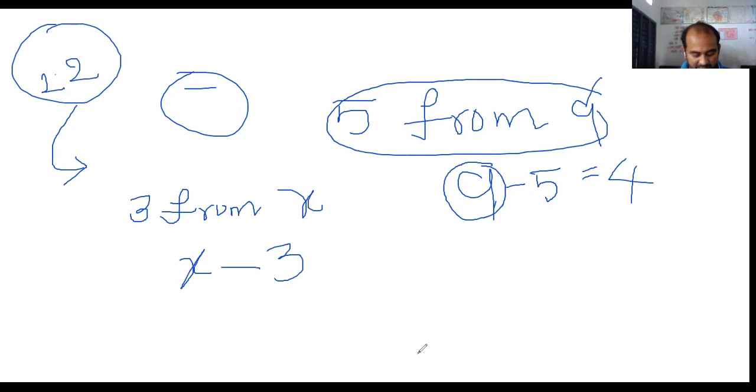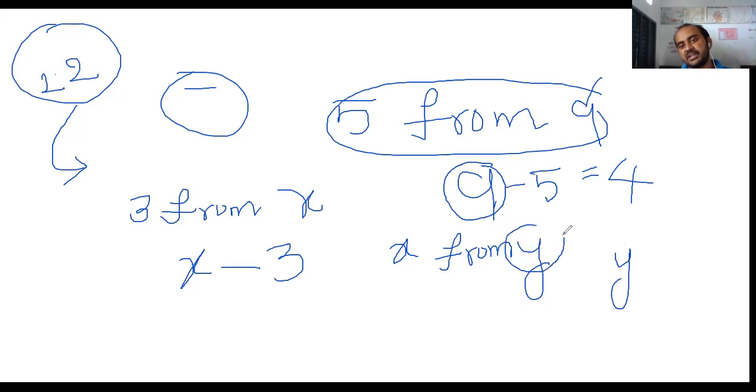Understood? Similarly, subtract x from y. First you have to write the second term, that is y, and then the first term, minus x. That is the answer. Right? Got it? Very good. Now go for the next.